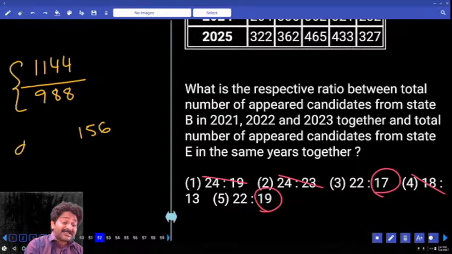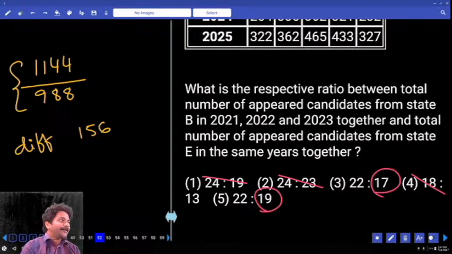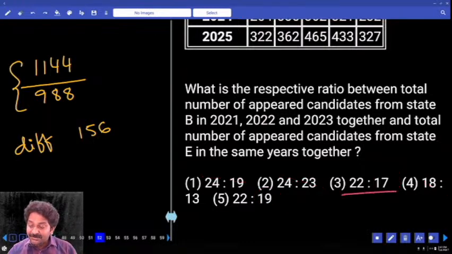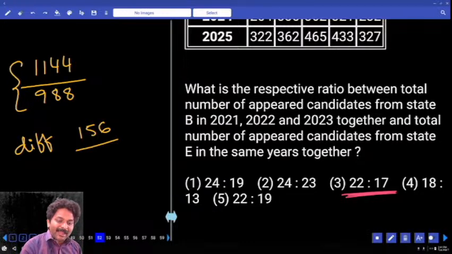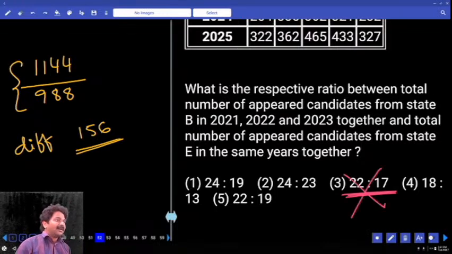What is this? Difference. Correct? Now I am taking my third option. What is the difference between those two? 22 and 17, right? Can you write 156 as a 5 multiple? This cannot be the one. The answer is the fifth, final answer.